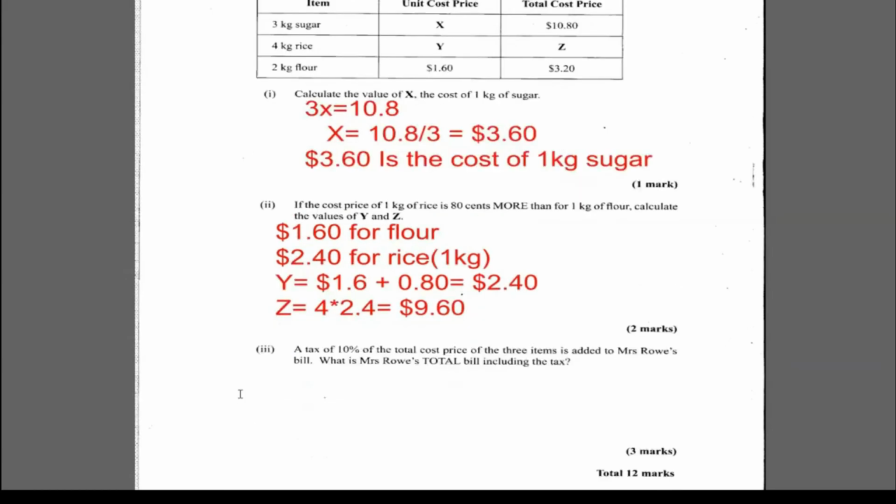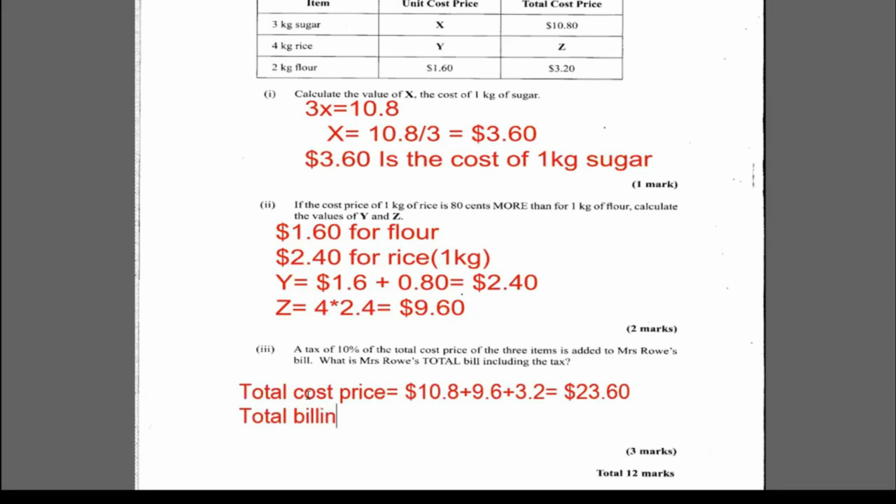So let's add up our total cost price. Our total cost price is going to be equal to the 10.8 plus the 9.6 plus the 3.2. When you add that up, that gives you the total cost price, which is $23.60.